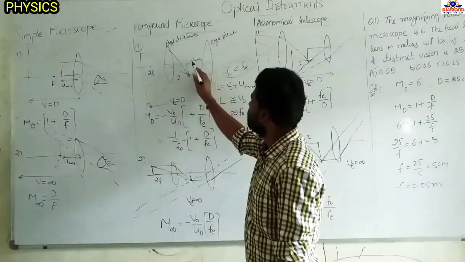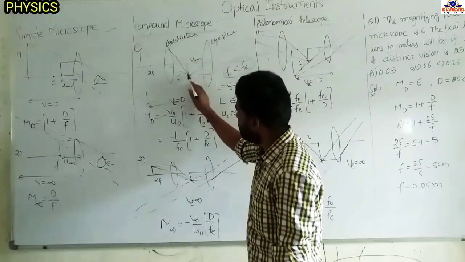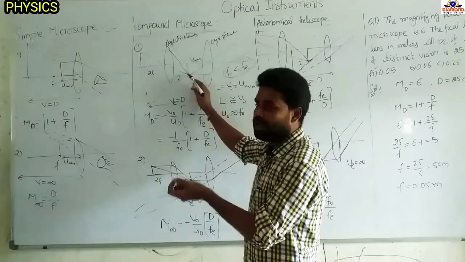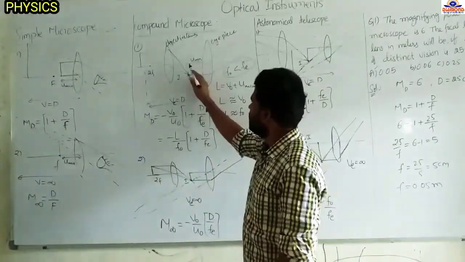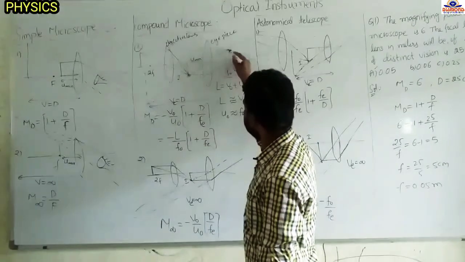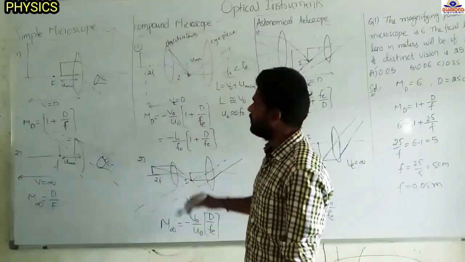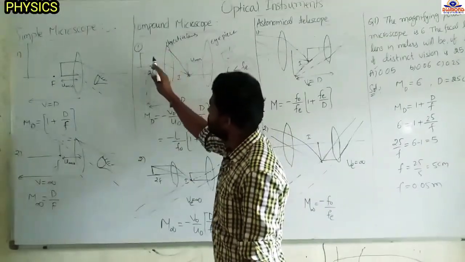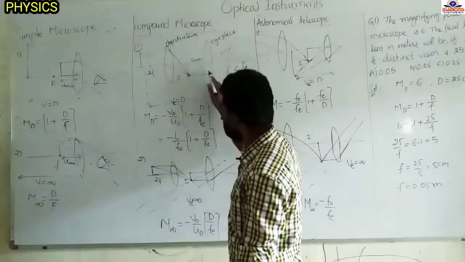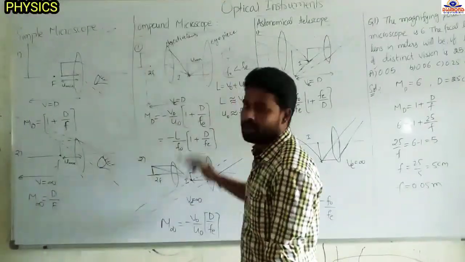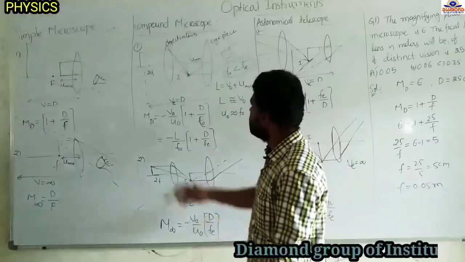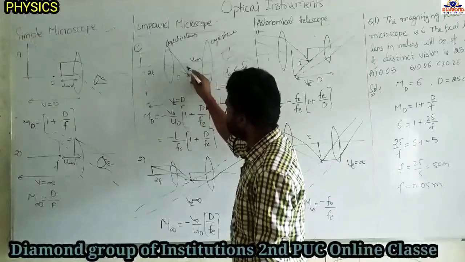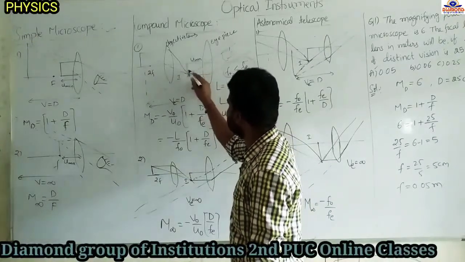This image is working as an object to this one. So u minimum means this image, the object to this lens, is in between the focus and the optical center. If it is formed between the focus and optical center, then only we can view this object. If this is beyond the f, we cannot see again. For this lens, the object should be beyond the f; for the eyepiece, the object should be in between the focus and the optical center. Remember that point. In the first case, this is the image of this lens, but it is acting as the object to this lens.